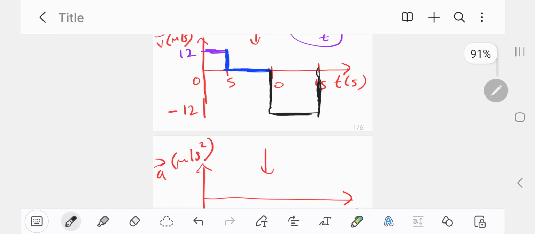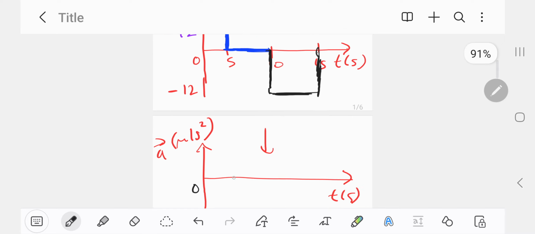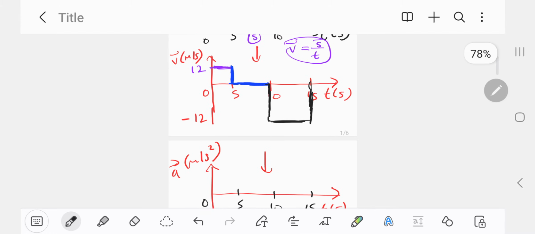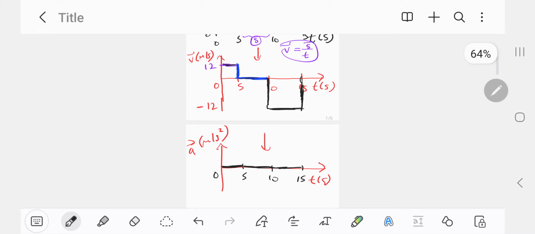Now, if you look here, this is actually easy because if something's moving at 12 meters per second for 5 seconds, it's moving at constant velocity. It's a flat line. Your acceleration is 0. So from 0 to 5 seconds, it's 0. Similarly, if you're not moving at all, your velocity is 0 for another 5 seconds, so the acceleration is 0. And once again, if you're moving at constant velocity, it's 0. And beyond that, it's 0. So that is your acceleration time graph.